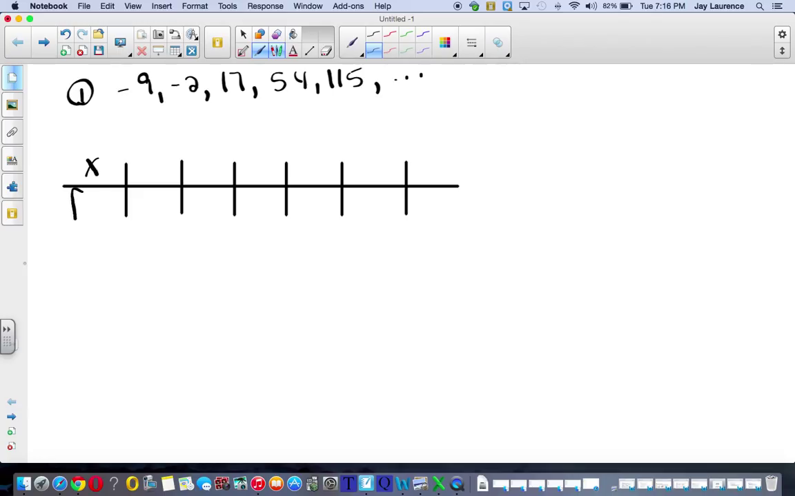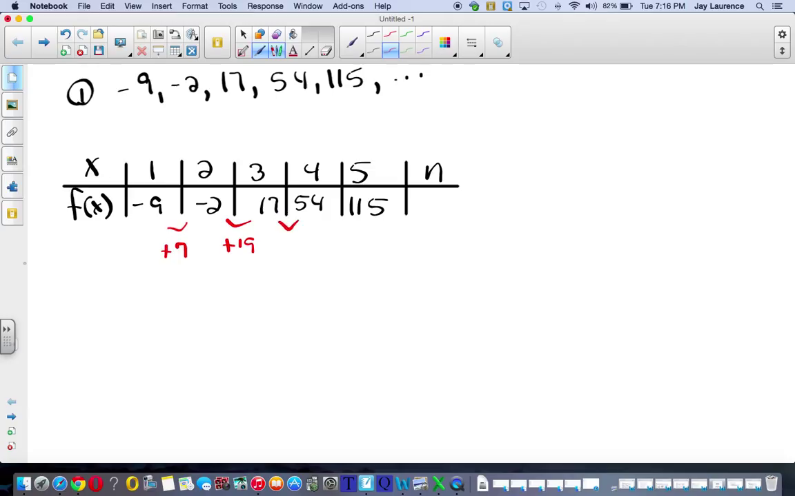All right, I've got x, my input, and f of x is my output. I've got the first term, second term, third term, fourth term, fifth term, and I'm in search of the nth term. So I've got -9, -2, 17, 54, and 115. Now I will find my first differences: that looks like +7, then +19, then +37, I believe, and then +61.